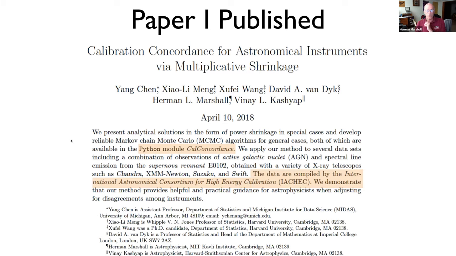So I will give up the screen to Yang to talk about what's actually in paper one, where we published this, and we announced the actual name, Concordance. And noted that it was a product of IACHEC, the International Astronomical Consortium for High Energy Calibration. And here I will stop sharing my screen.